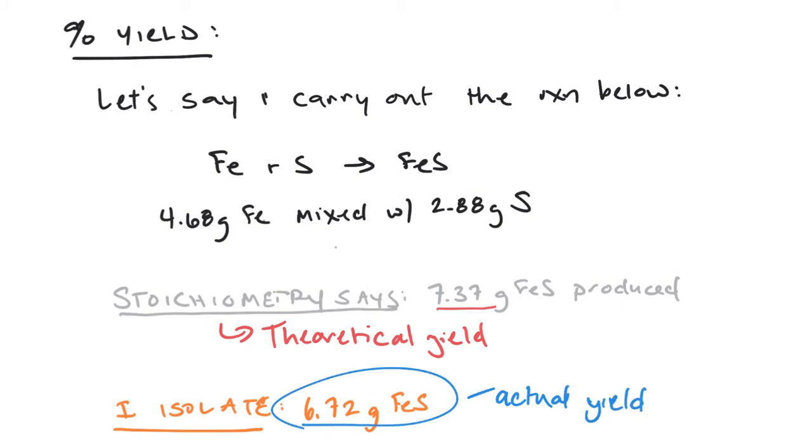Now, a couple of things. Actual yields are typically less than 100%. Because if you think about it, just in terms of the practicality of mixing things and isolating things, I always lose something along the way. Like, for example, if I'm making a solid and I have to filter it, when I pour it into the filter, I'm going to leave some behind in the container that I made the solid in, and so I'm going to lose some there. So actual yields are typically less than theoretical yields, and we've got to account for that in our math.